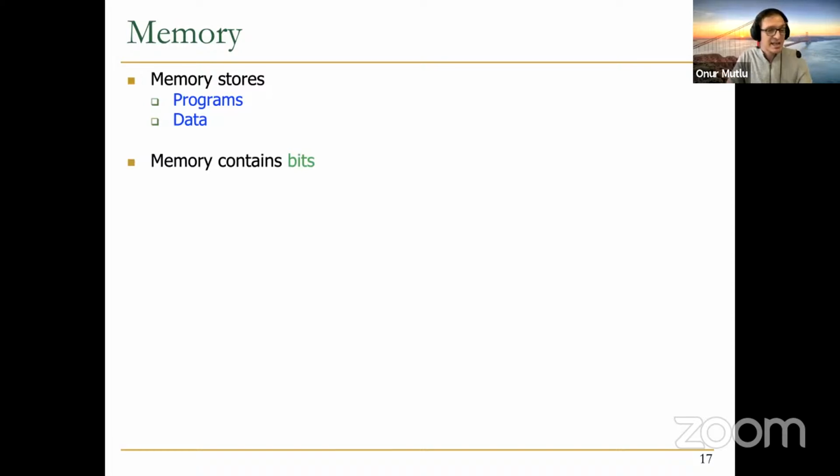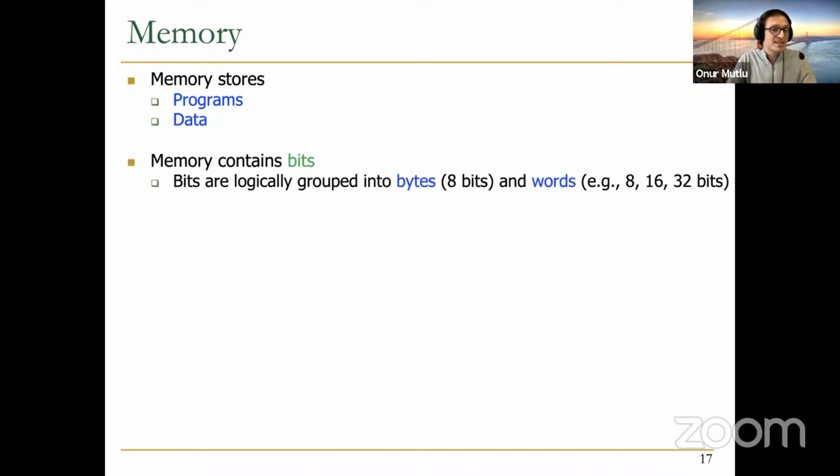Memory contains bits, as we have seen in the previous picture, and bits are logically grouped into bytes and words. A byte is essentially 8 bits, as you know already. Words could be 8, 16, or 32 bits, depending on the definition of the word. A word is defined by the instruction set architecture. It's a contract between software and hardware. Again, a byte is very cleanly defined, always 8 bits, but a word can be 8 bits, 16 bits, 32 bits, 64 bits, etc., depending on the definition in the instruction set architecture.